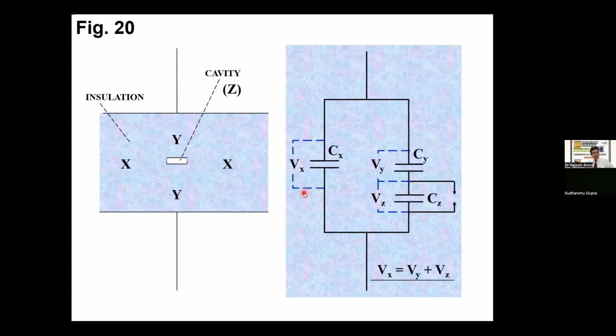Now coming to the equivalent circuit, how it behaves. You have an insulation, with an x-axis and a y-axis. So the cavity is Z. You have an equivalent capacitance Z, an equivalent capacitance Y, and an equivalent capacitance Cx.